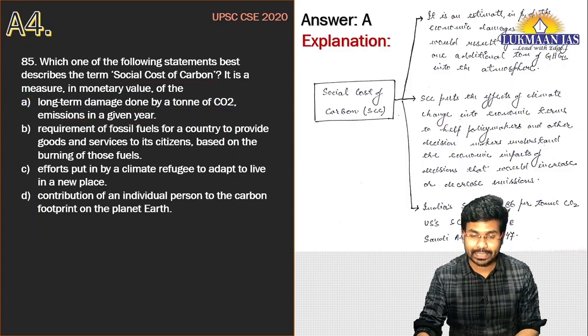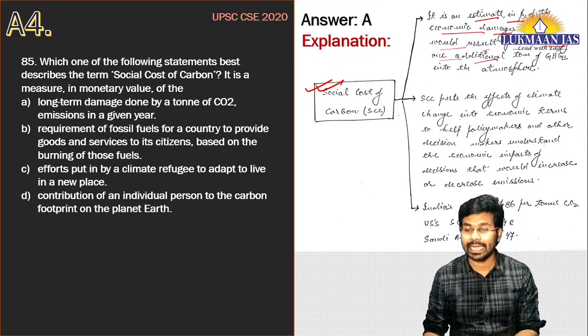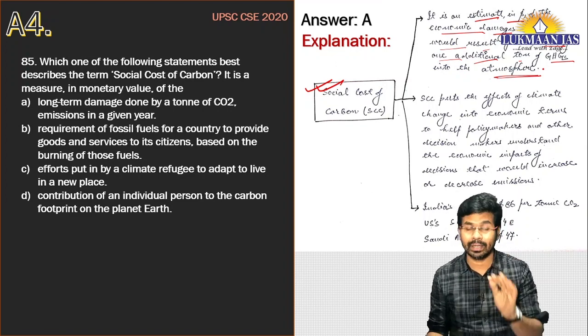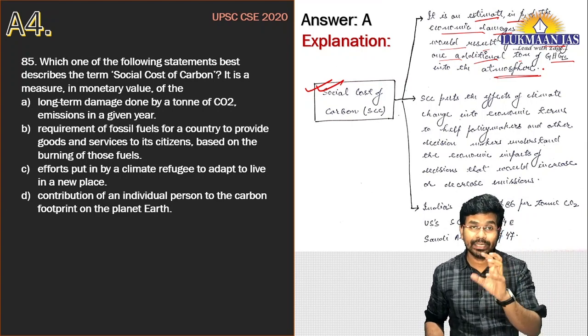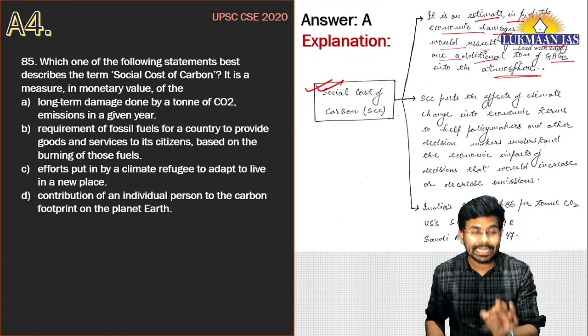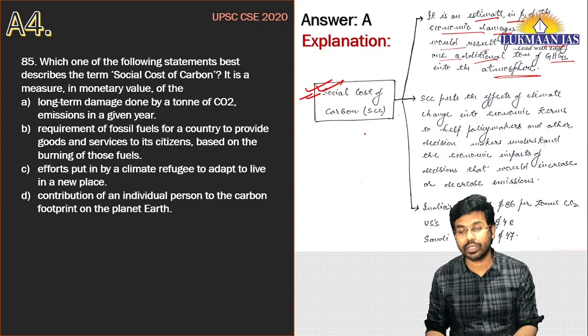Social cost of carbon is an estimate in dollars of the economic damages that would result from emitting one additional ton of greenhouse gases into the atmosphere. When we are damaging the environment by emitting greenhouse gases like CO2, what is the economic cost associated with that damage? That economic cost is measured using a term known as social cost of carbon.